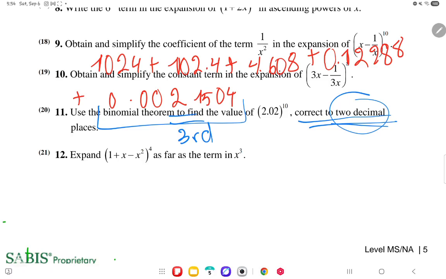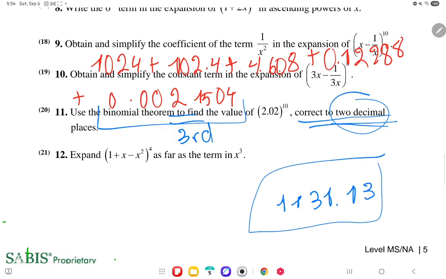Now you can do what? You can add everything together. So it's 1024 plus 102.4 plus 4.608 plus 0.12288 plus 0.0021504. So you will click on equal, and to 2 decimal places, what will we get? We will get 1131.13. So this is the final answer to 2 decimal places.